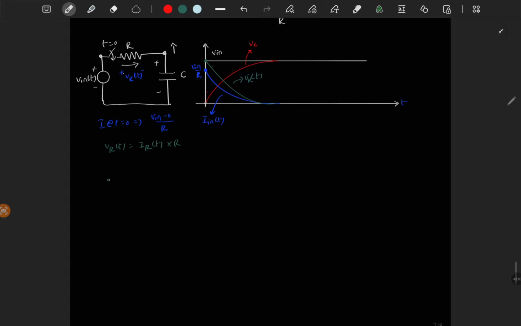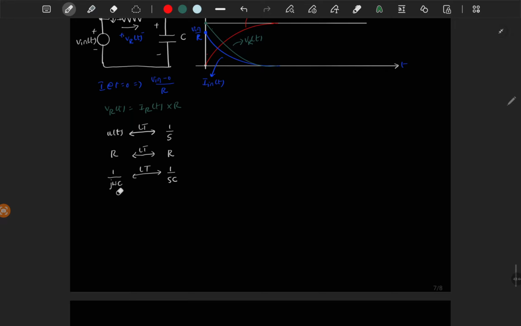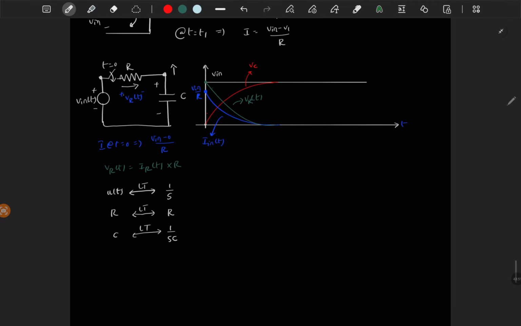So you are applying a step input. We represent a step input in the form of u of t, and the Laplace transform for this is 1 by s. The resistor is represented the same in Laplace transform. For the capacitor, in the frequency domain it is 1 by j omega C. If you take that in Laplace transform, then you will get 1 by SC. Yeah, that is enough for the circuit.